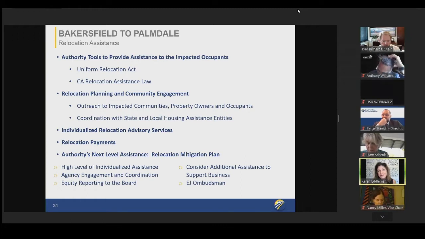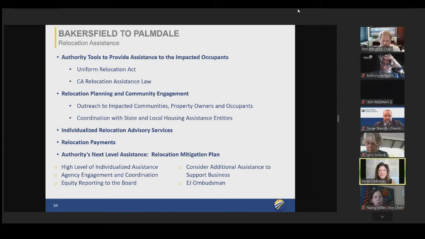And there are great tools in our program in the financial part of that. So relocation payments, I'll talk about that more in a moment, but there's also a monetary side of providing relocation assistance. And then I also want to talk about the authority's next level of assistance, your relocation mitigation plan. So this is where the board has said, we recognize our obligations under federal law and state law and our relocation program, but we really want to do more. And I would say that your relocation mitigation plan is something that pretty much captures what you've been doing in the past, but is even more clear with direction from the board to say, this is really our mandate.